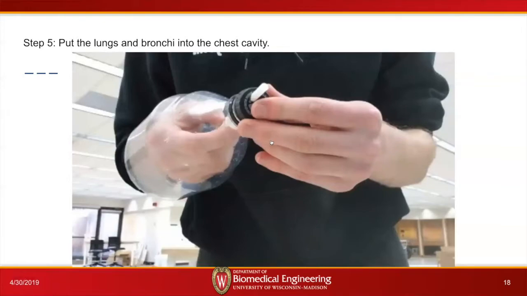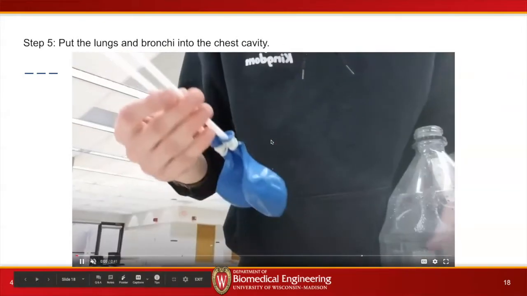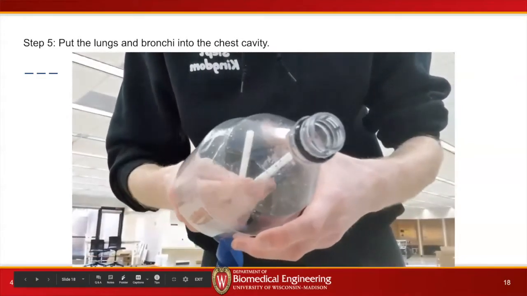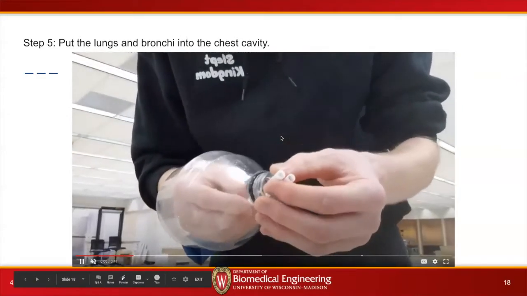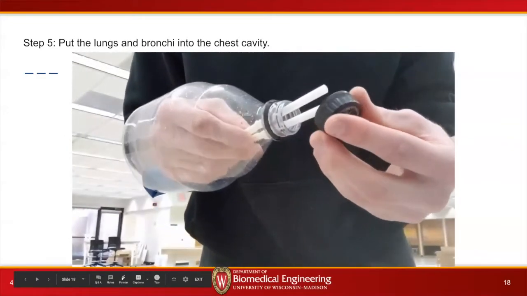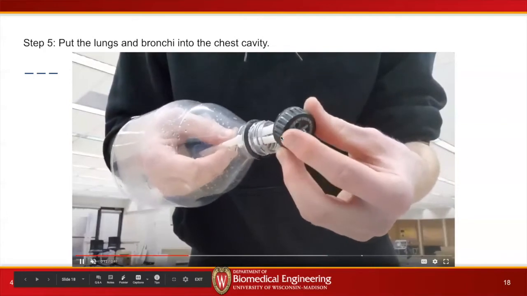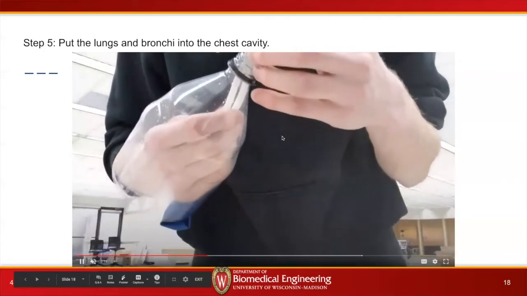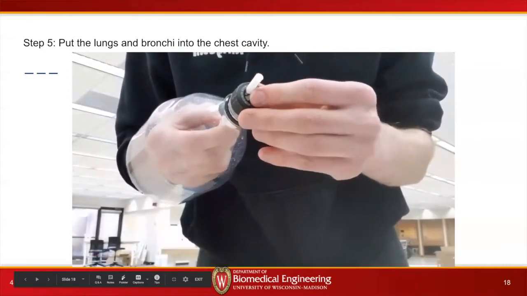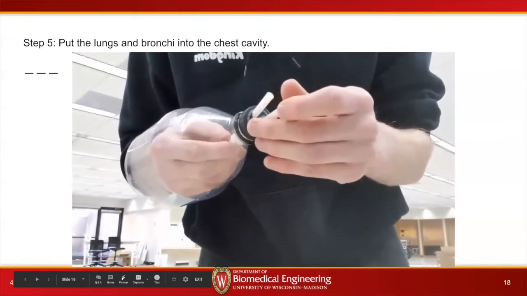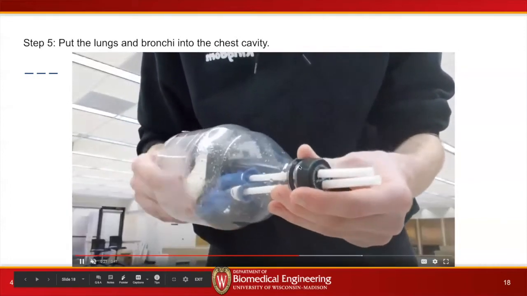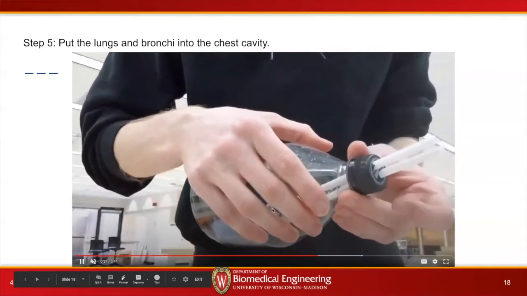The fifth step is to take the ends of each bronchus and put them through the holes in the cap, leaving the lungs to reside in the chest cavity. You want to make sure that the lungs are high enough up that they're kind of centered in the bottle.